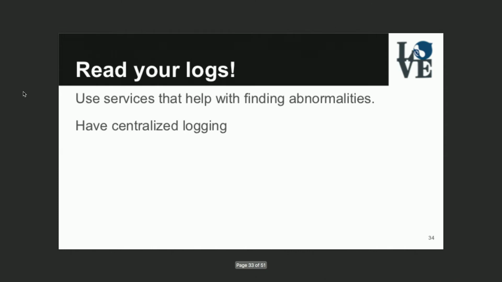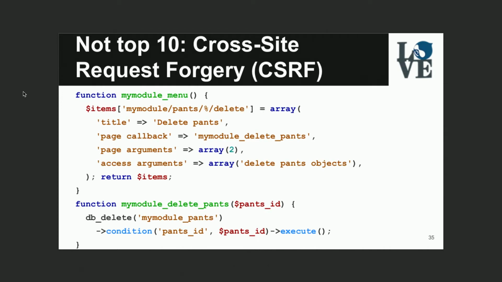So read your logs. There are services that will help basically trace through your logs and look for anomalies in the data, let's say unusual activity in your logs. That's something good, especially if you have a higher profile site or more important site. Have some kind of centralized logging. Don't store your logs only in the Drupal site. Have some kind of permanent copy that's not just on your web server, that's somewhere central. Okay, so that was the OWASP top 10.